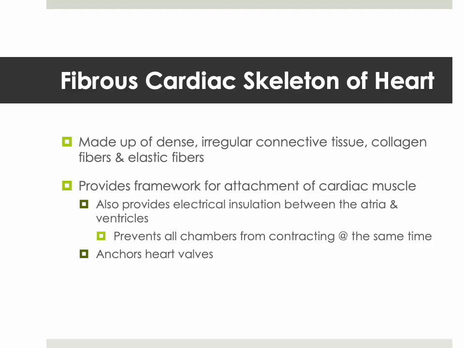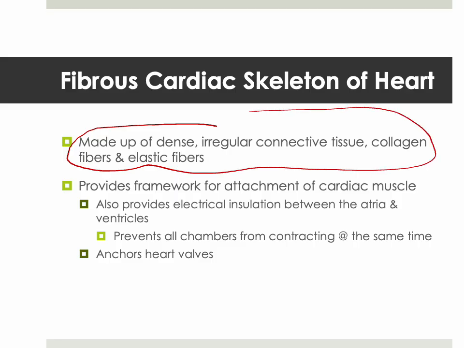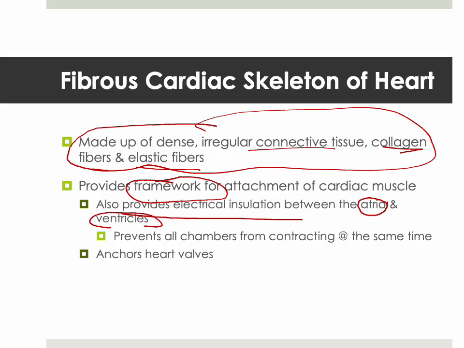Okay, so the fibrous cardiac skeleton of the heart. This is what makes the structure of the heart, okay? Connective tissue, collagen fibers, and elastic fibers. It provides a framework, meaning the infrastructure of the heart. It also provides insulation between the atria, which are the two upper chambers, and the ventricles, okay?